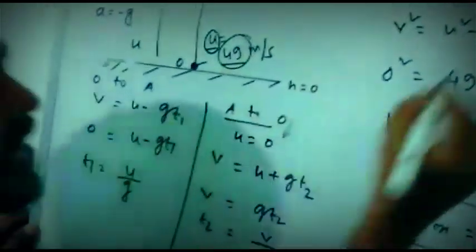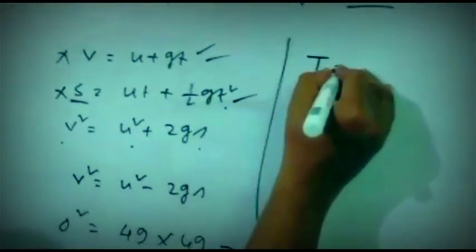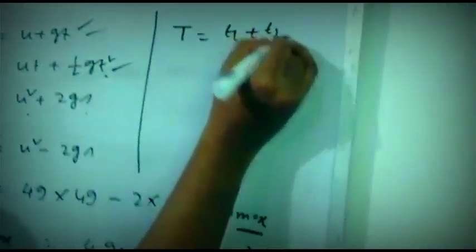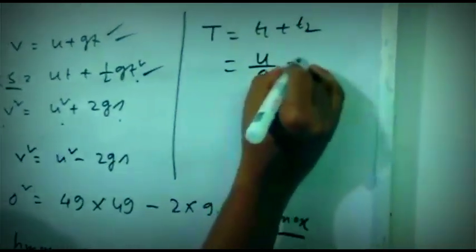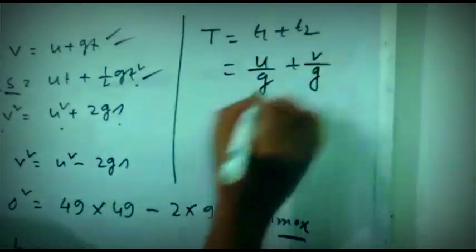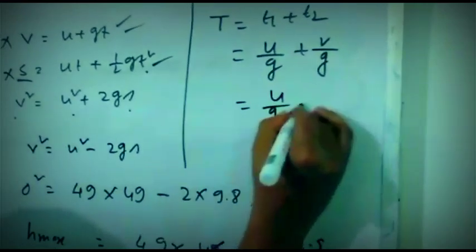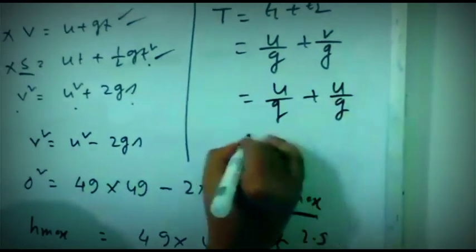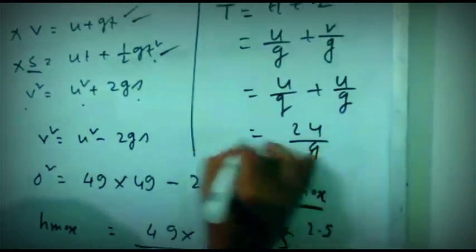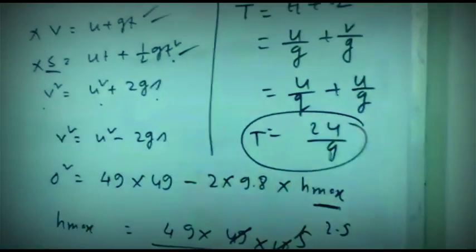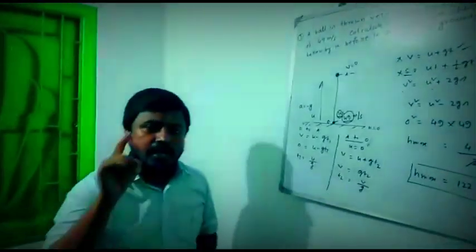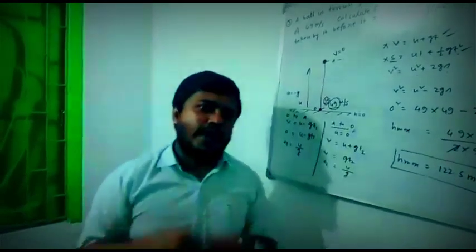So the total time of journey T equals t1 plus t2. So u by g plus v by g, and u and v remain the same, so u by g plus u by g equals 2u by g. So the time taken for the entire journey will be capital T equals 2u by g.